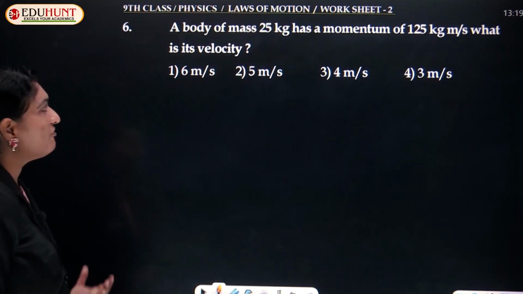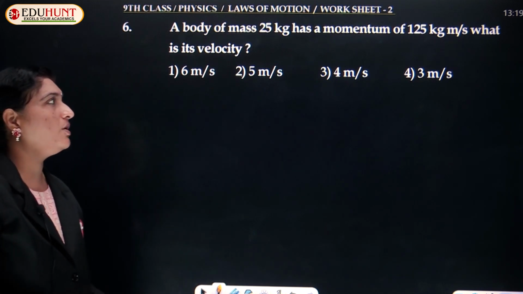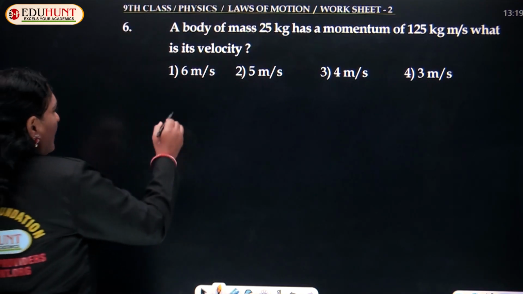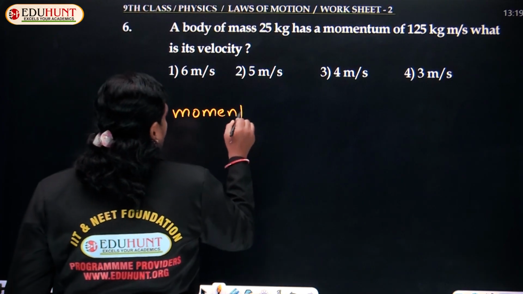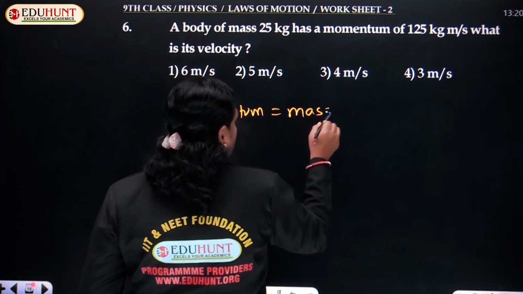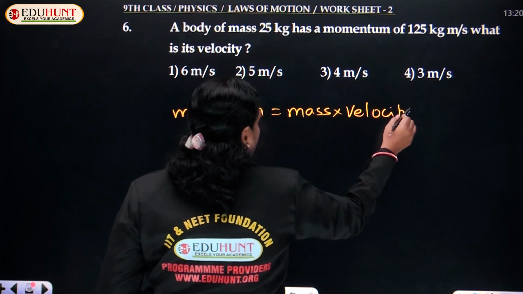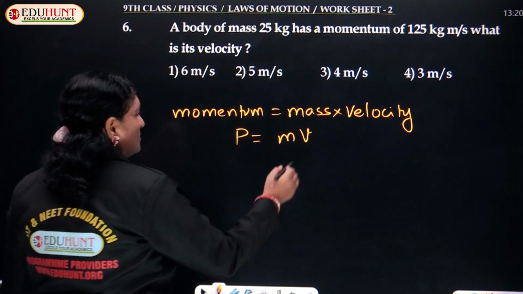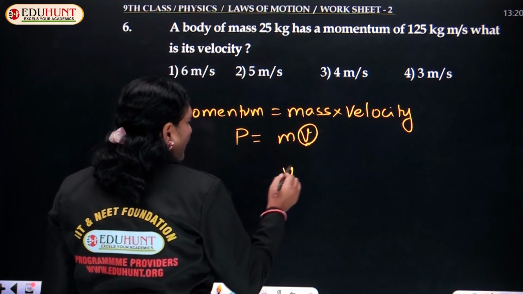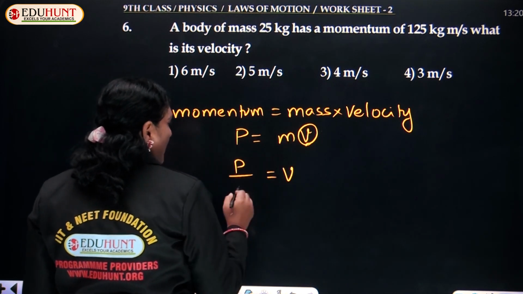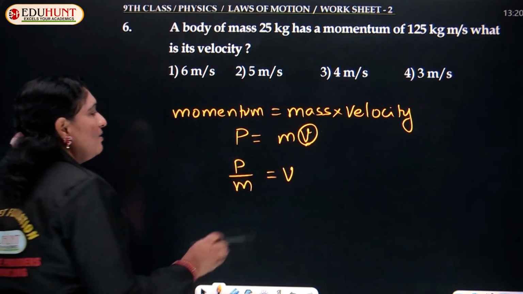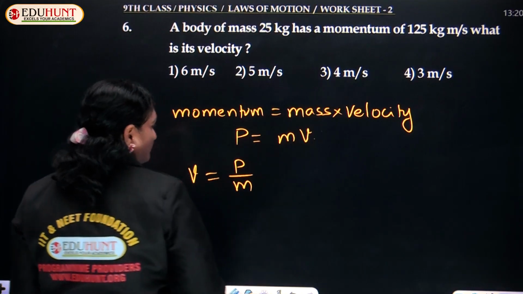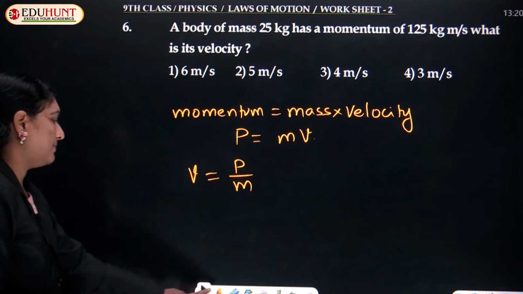Sixth question. A body of mass 25 kg has a momentum of 125 kg meter per second. What is its velocity? As we know that momentum is equal to the product of mass and velocity. This implies P is equal to mv. Now you are asked to find out its velocity. So in order to find the velocity, you have v is equal to momentum, bring the mass here, upon m. So the value of v is equal to p upon m.